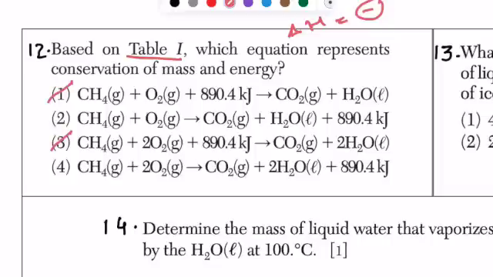So 1 and 3 is not your answer. So now that we know it's either 2 or 4, the other thing that we need to compare is the mass. So which equation is balanced correctly? You just have to see if you have the same number of carbon, hydrogen, and oxygen on both sides. So that seems to be equation number 4.